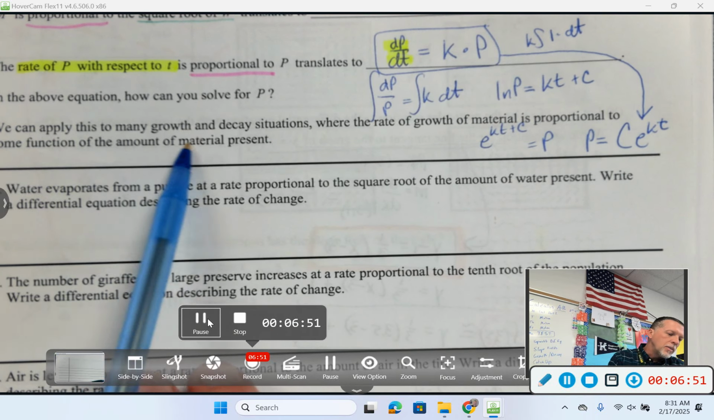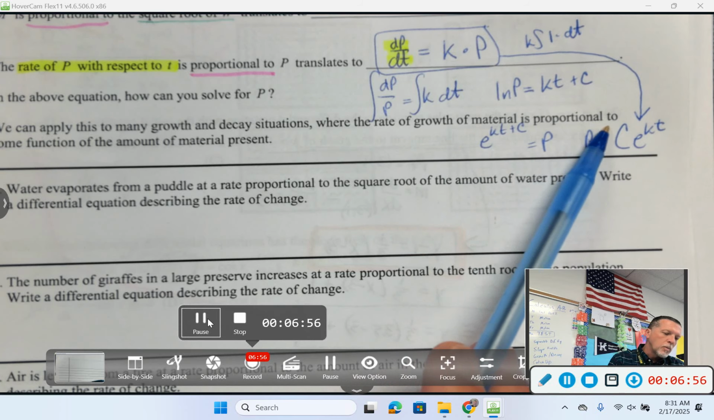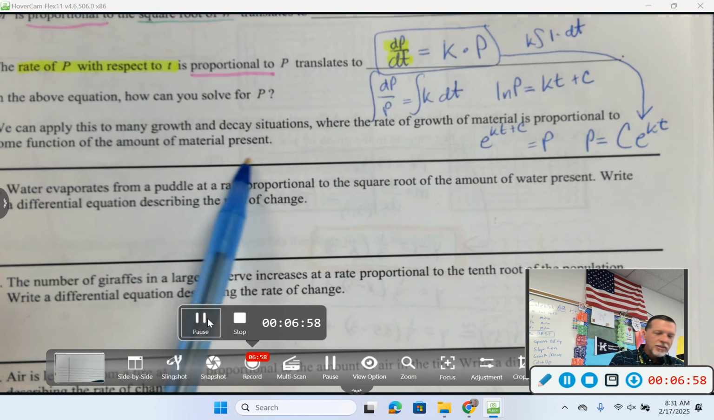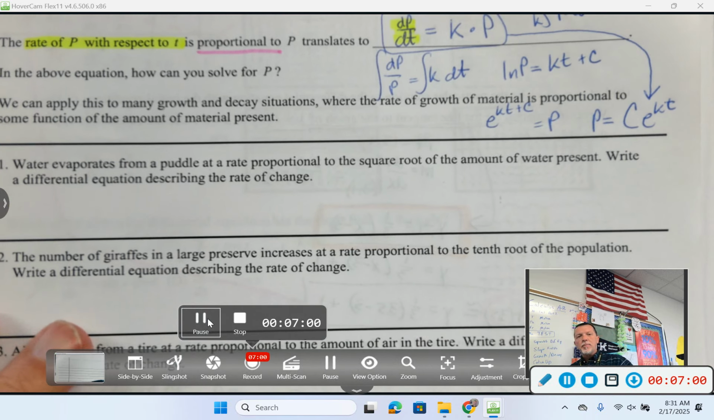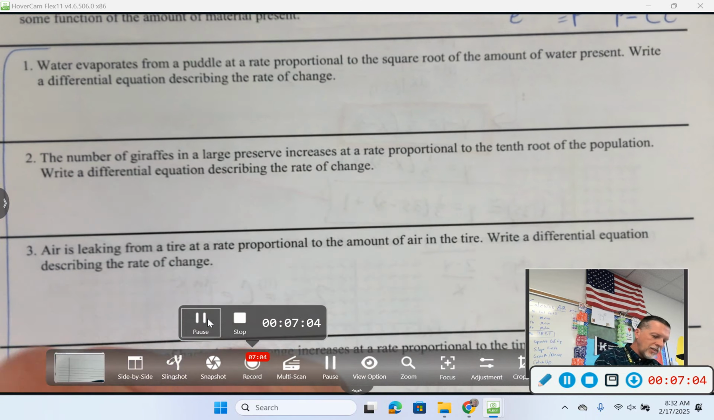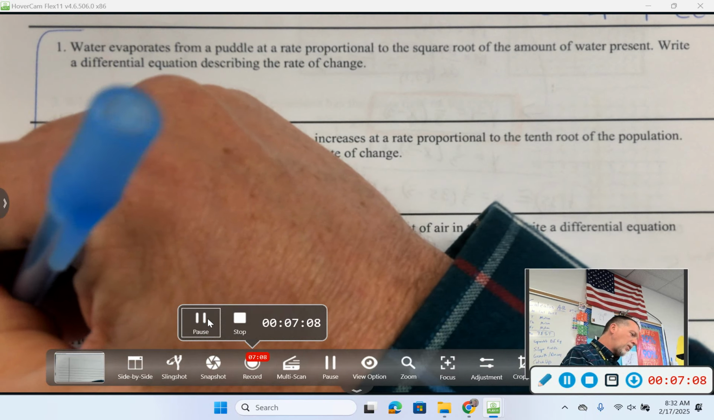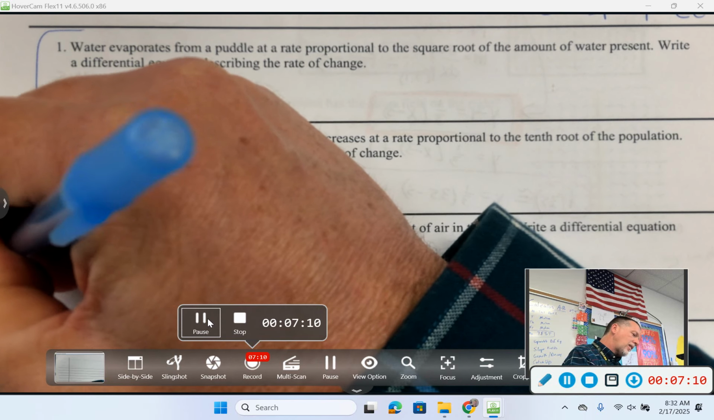We can apply this to many growth and decay situations where the rate of growth of the material is proportional to how much of the stuff there is. Again, 1 through 5, this is supposed to be the easy stuff. There are, I think, 2, maybe 3 test questions just like this.